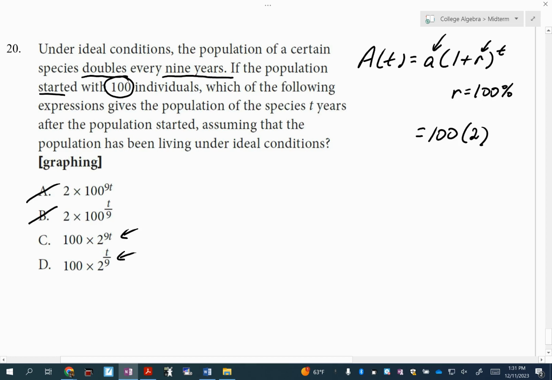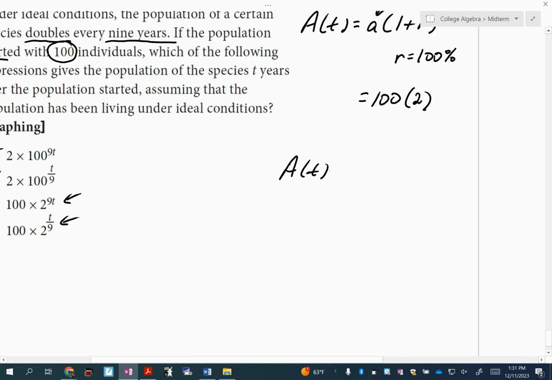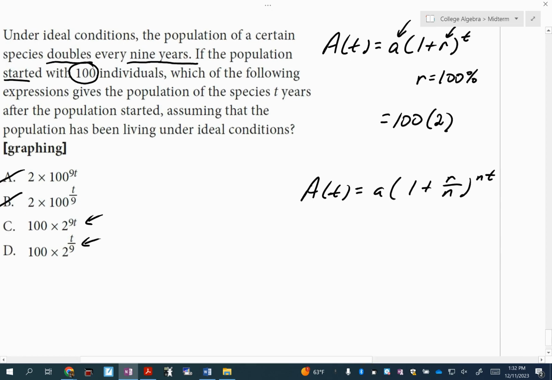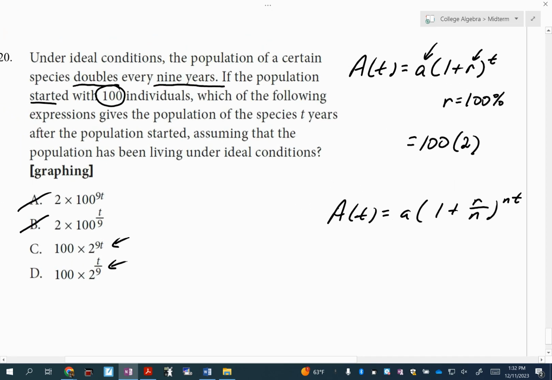So if you go back to our discussion with compounding, if you remember this formula, we had n times t. That would mean how many times are we compounding throughout the course of the year. So if it was compounding daily, you'd have 365 times t. This is not saying you're compounding 9 times a year, right? It says you're doubling every 9 years. So letter C would be correct if it said it doubles 9 times throughout the course of a year. But because it's taking 9 years for it to happen, we actually have to use division, t over 9, because it's taking 9 years to do it just one time.